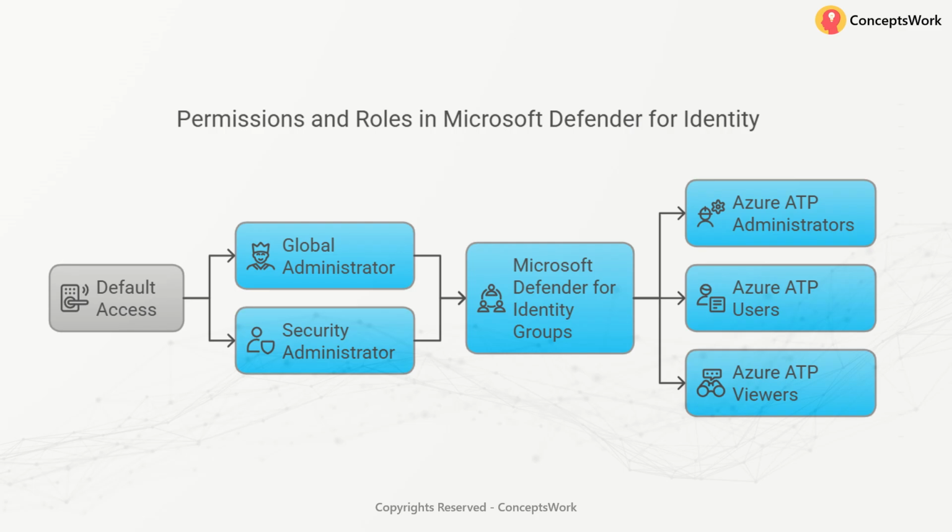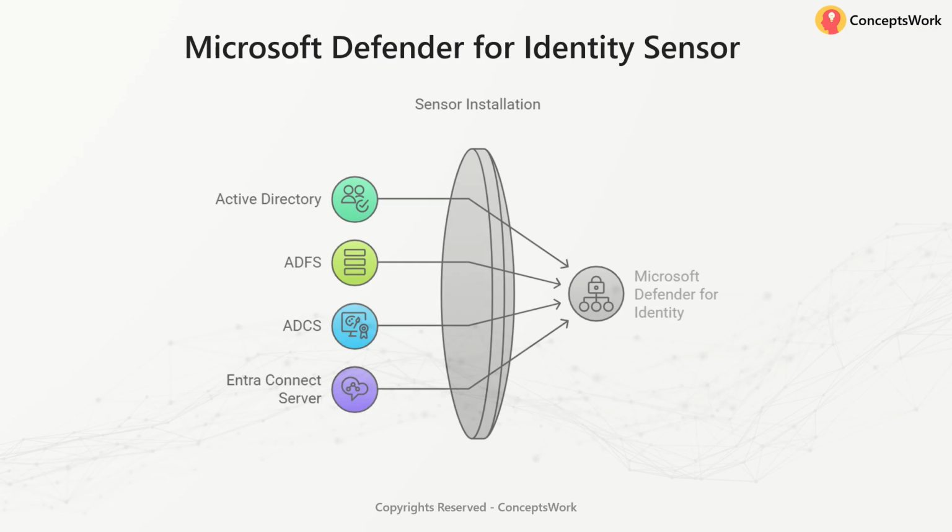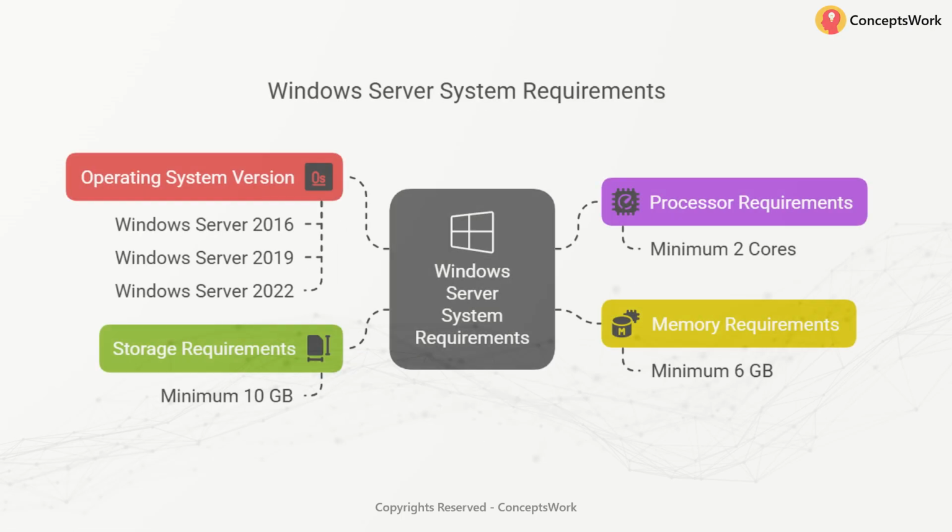Now, if I talk about the sensor, the very first component can be installed on Active Directory servers, which is the domain controller. Then you have ADFS, then you have ADCS, and it can be installed on Entra Connect servers as well. Majorly, all these servers will be Windows servers, so you need to make sure that you are using at least 2016 or above. This is the very basic requirement that you have to keep in mind.